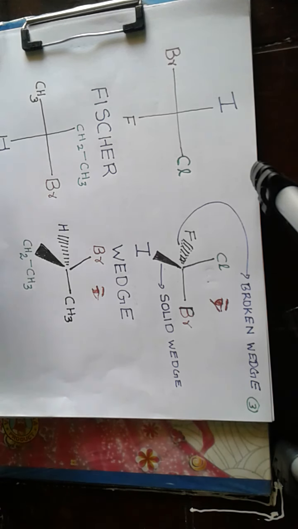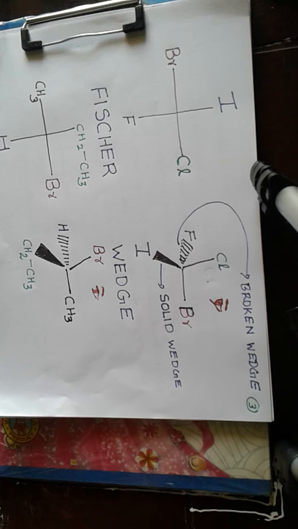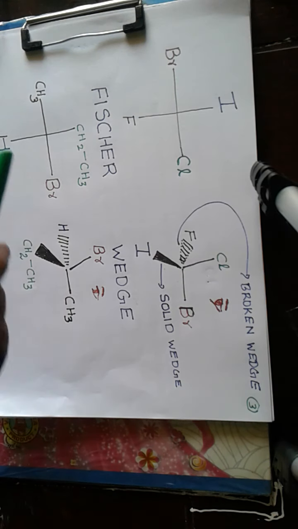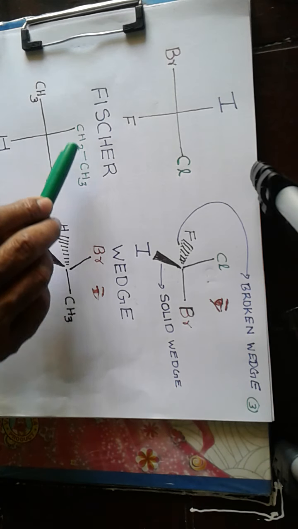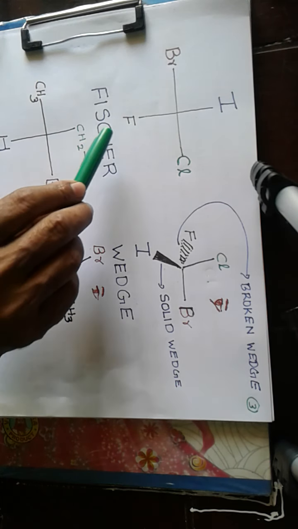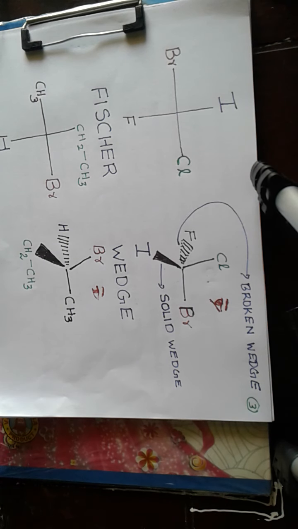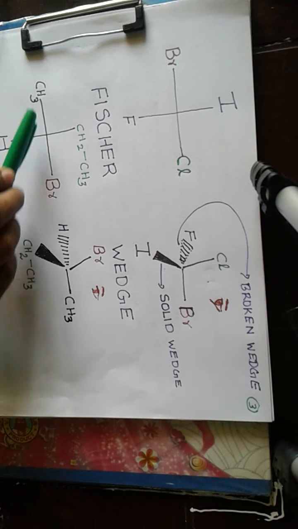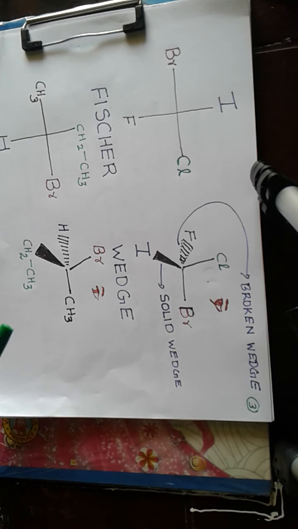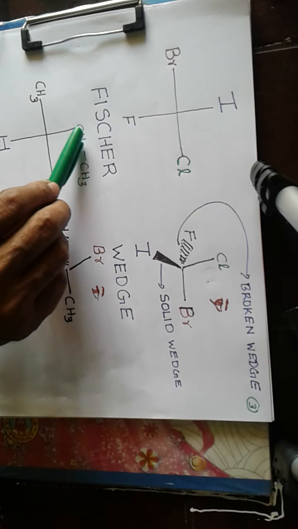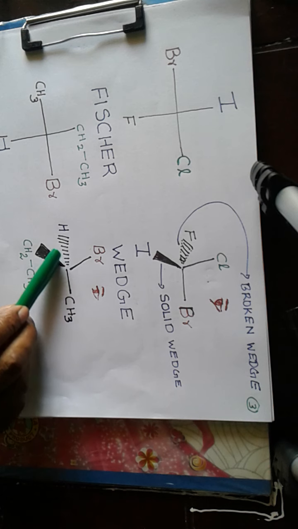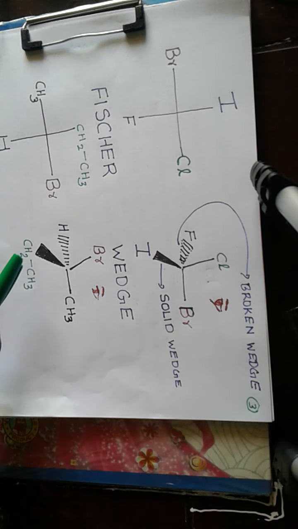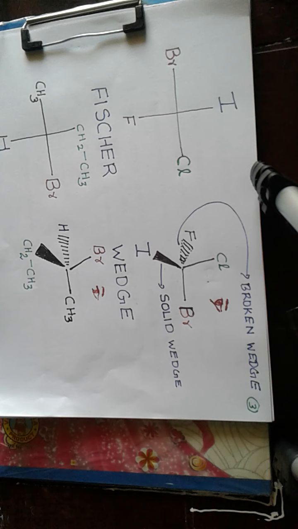Now another molecule is given here. This is the Fisher form. Now on the solid wedge we have CH2CH3, because it is at the top of the vertical line in the Fisher formula. Now CH3 and Br. Here CH2CH3 is at the top of the vertical line, so using a solid wedge, we connect CH2CH3 to the carbon.